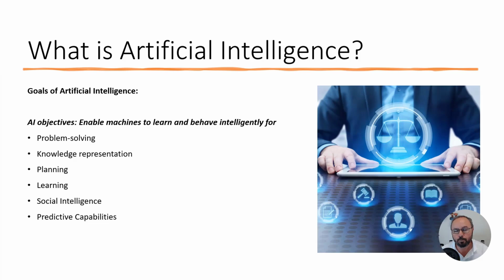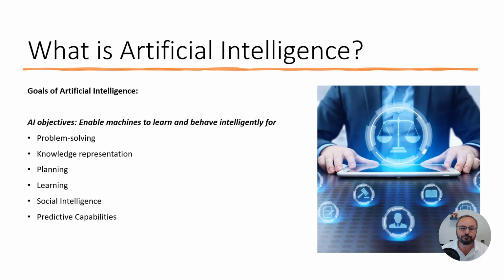Now, what would be the goals of AI? AI is really meant to enable machines to learn and behave intelligently for a number of different reasons. Could be for problem solving, for knowledge representation, for planning purposes, for learning, for social intelligence, predictive capabilities. So when AI is implemented, it's really meant to provide that organization value around a specific area.